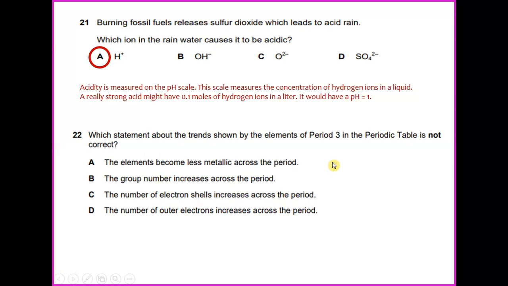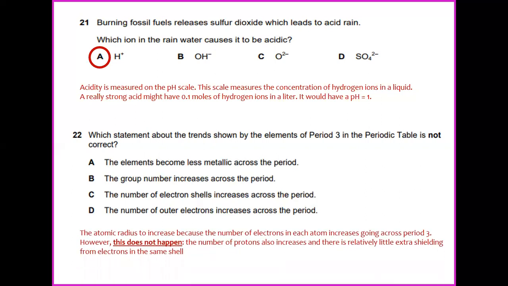Which statement about the trend shown by the elements of period 3 in the periodic table is not correct? The atomic radius would be expected to increase because the number of electrons in each atom increases going across period 3. However, this does not happen. The number of protons also increases, and there is relatively little extra shielding from electrons in the same shell. So the answer for this will be the number of electron shells increases across the period.